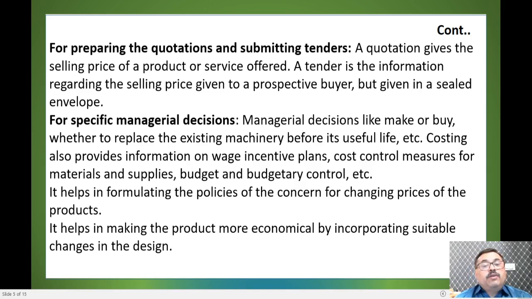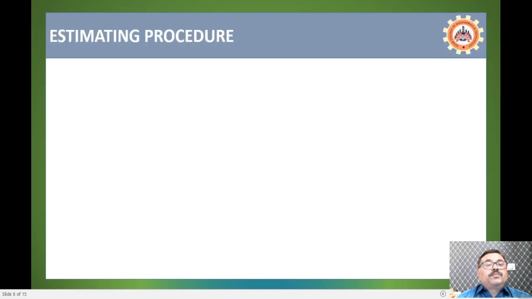It helps in formulating the policies of the concern for changing the price of the product. It helps in making the product more economical by incorporating suitable changes in the design. All these things are possible by knowing the proper estimation and costing.